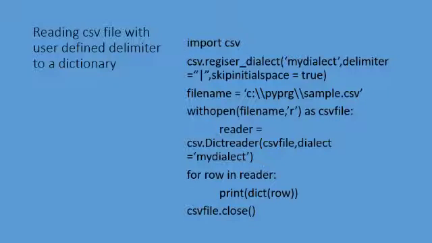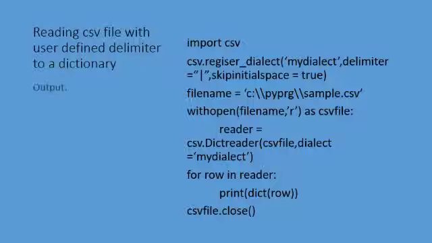Very simple concept. The same thing that I am doing, instead of reader I am using the word DictReader. The meaning will be the same. csv.DictReader, csvfile comma dialect equal to mydialect. Mydialect contains my formatting, and for row in reader I am going to print. There we have given row, here dict of row. That's all. So csvfile.close. Now I am closing the file.